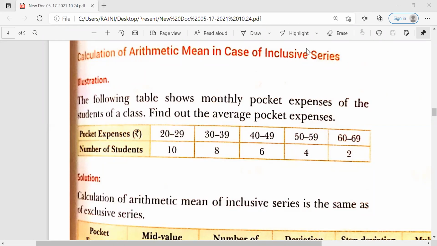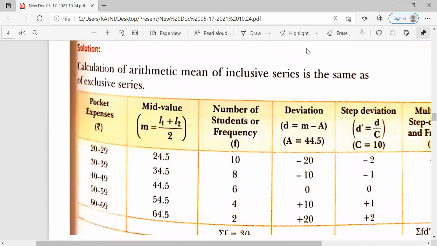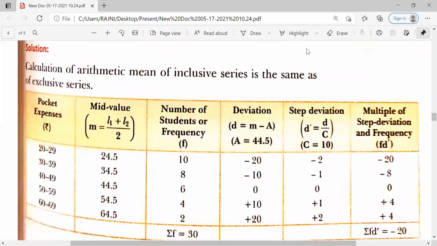In this series, firstly we just have to calculate the mid value. The same situation will be there. How can you calculate the mid value? The simple formula is lower limit plus upper limit divided by 2. It means 20 plus 29 divided by 2, 30 plus 39 divided by 2, 40 plus 49 divided by 2, 50 plus 59 divided by 2, 60 plus 69 divided by 2.